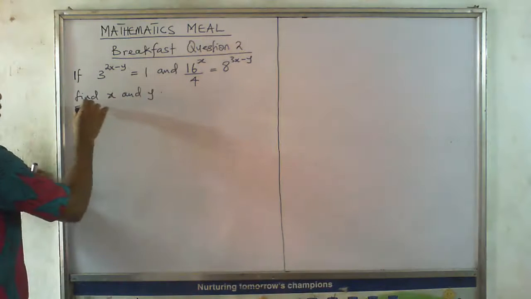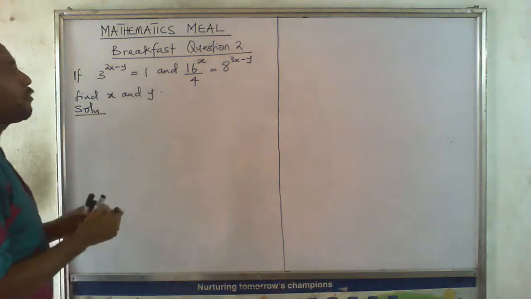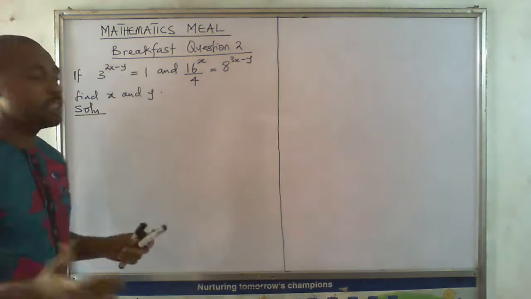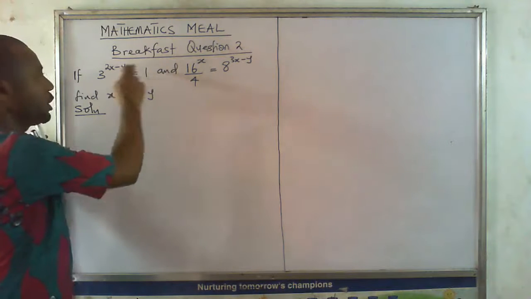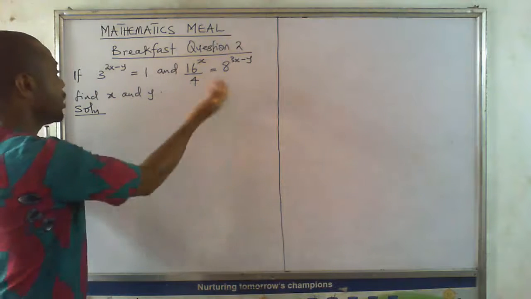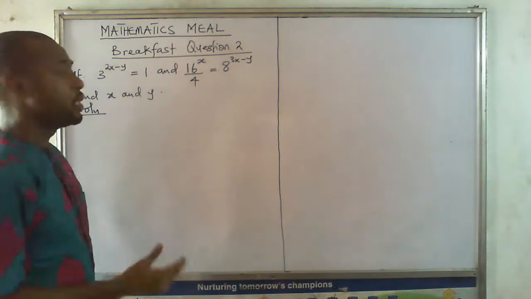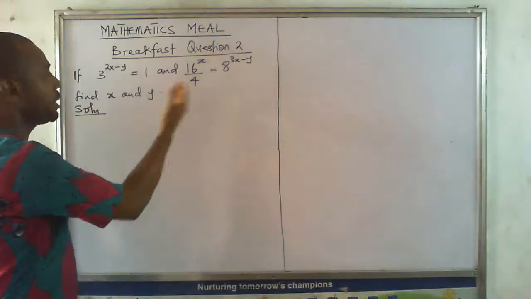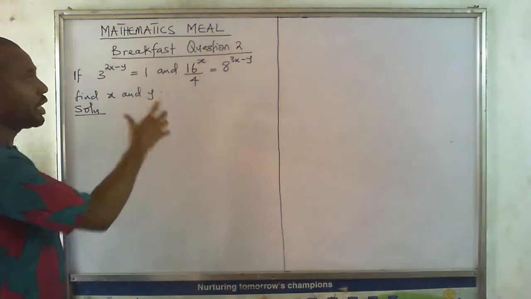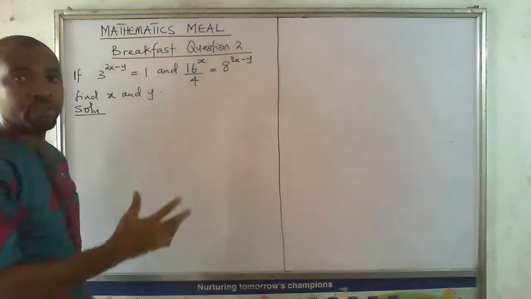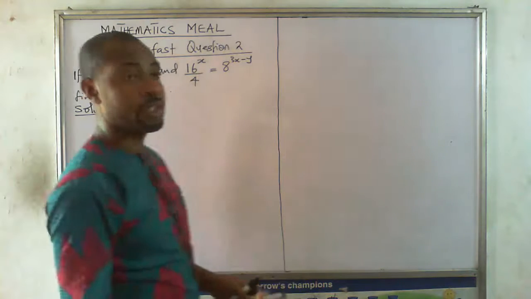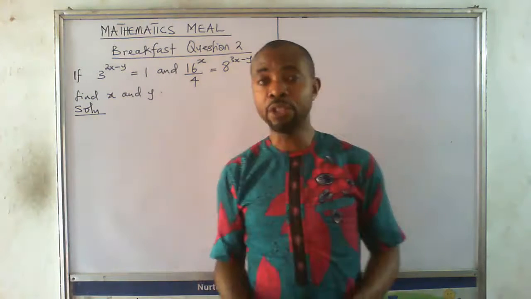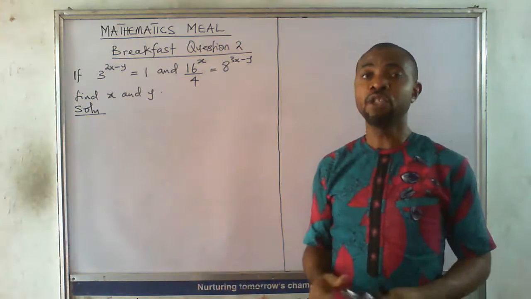How do we begin? Now, we have various indicial equations. This one is a case where the unknown is a power and we can express both sides in the same base. So in this case now we have two unknowns, and that's why they gave us two equations so that we can resolve them and form an ordinary simultaneous equation as the normal algebraic simultaneous equation in two variables.